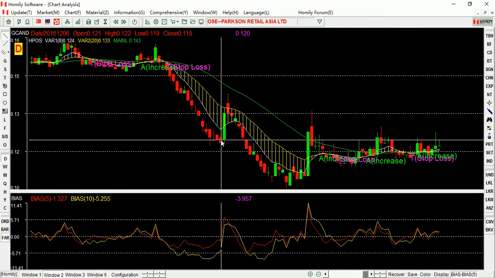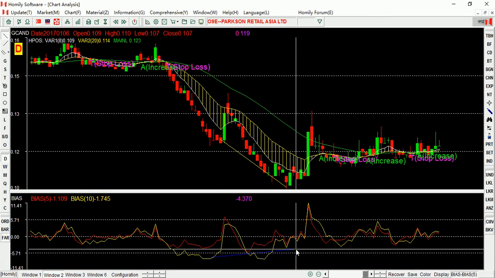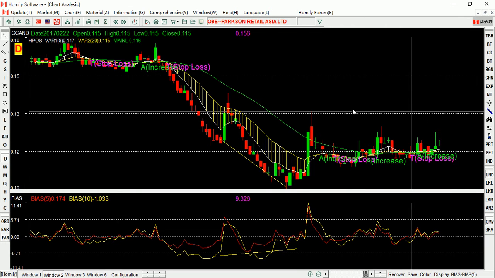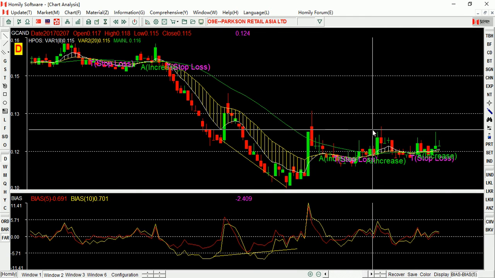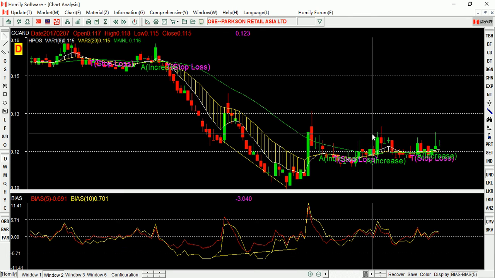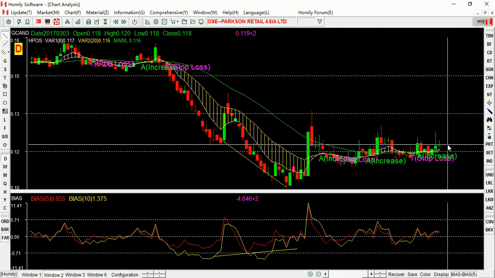Okay, so let's see this one. The price drops at the bottom, and the BIS goes up. This is the bottom deviation. So you know this is the bottom area, and this stock has a chance. But when to get in, you should wait for the buy point to appear. But we should know this stock may have a chance because according to the chart, there is still a chance, right?